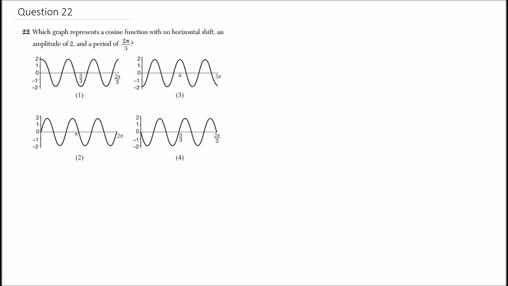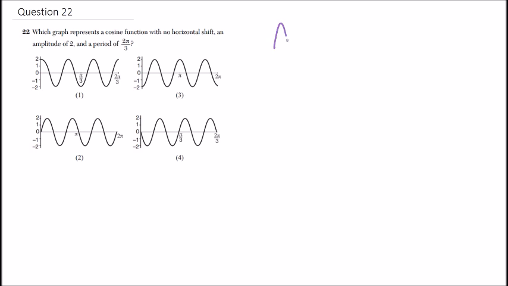Question number 22 here says, which graph represents a cosine function with no horizontal shift, an amplitude of 2, and a period of 2 pi over 3? Okay, so basically here what you want to know is what all this means.